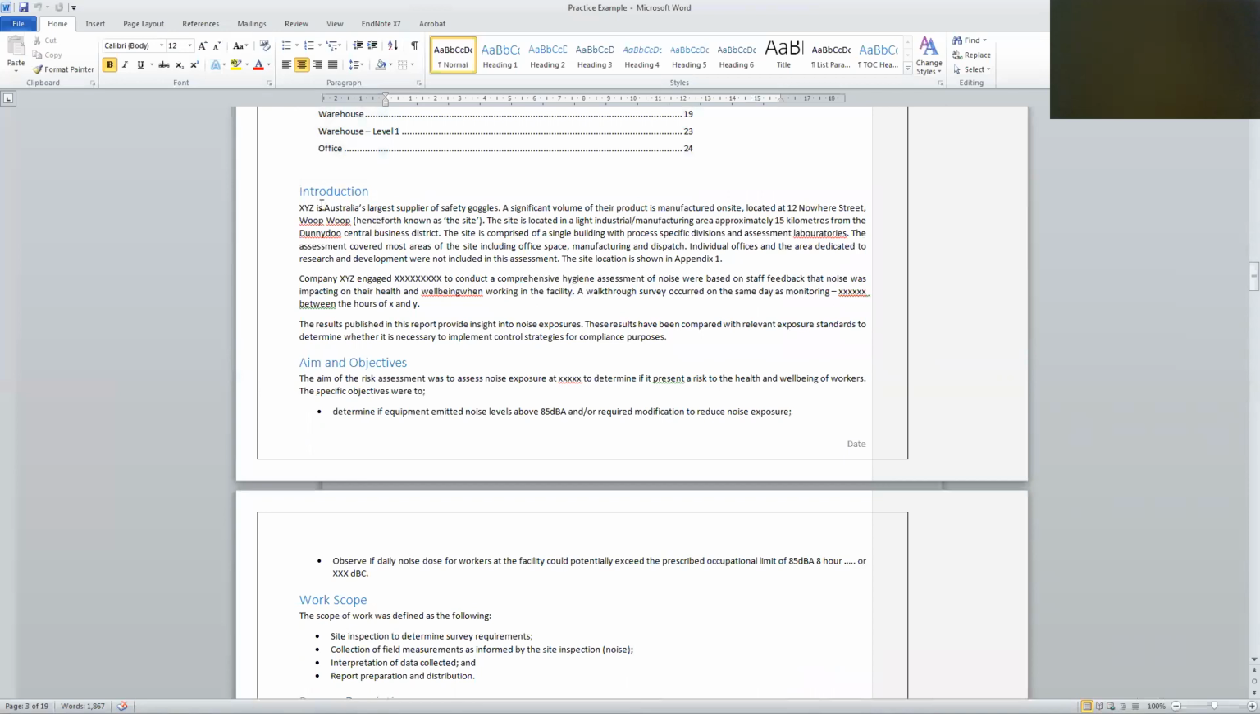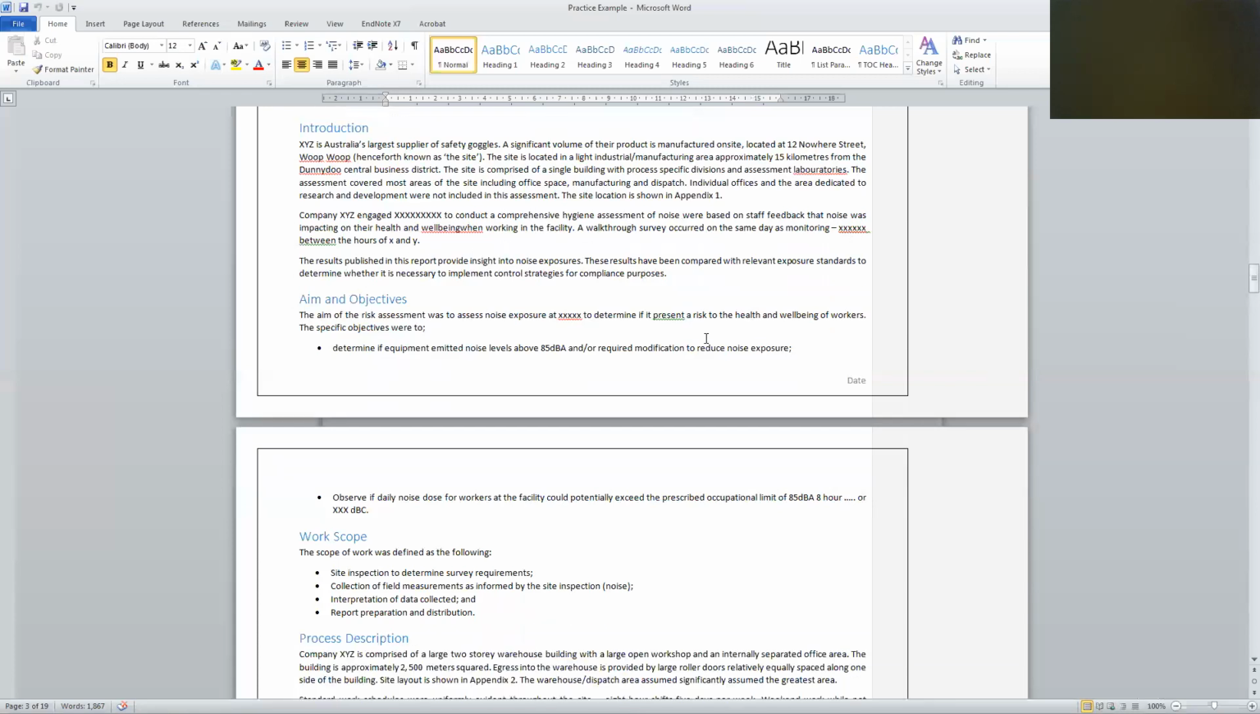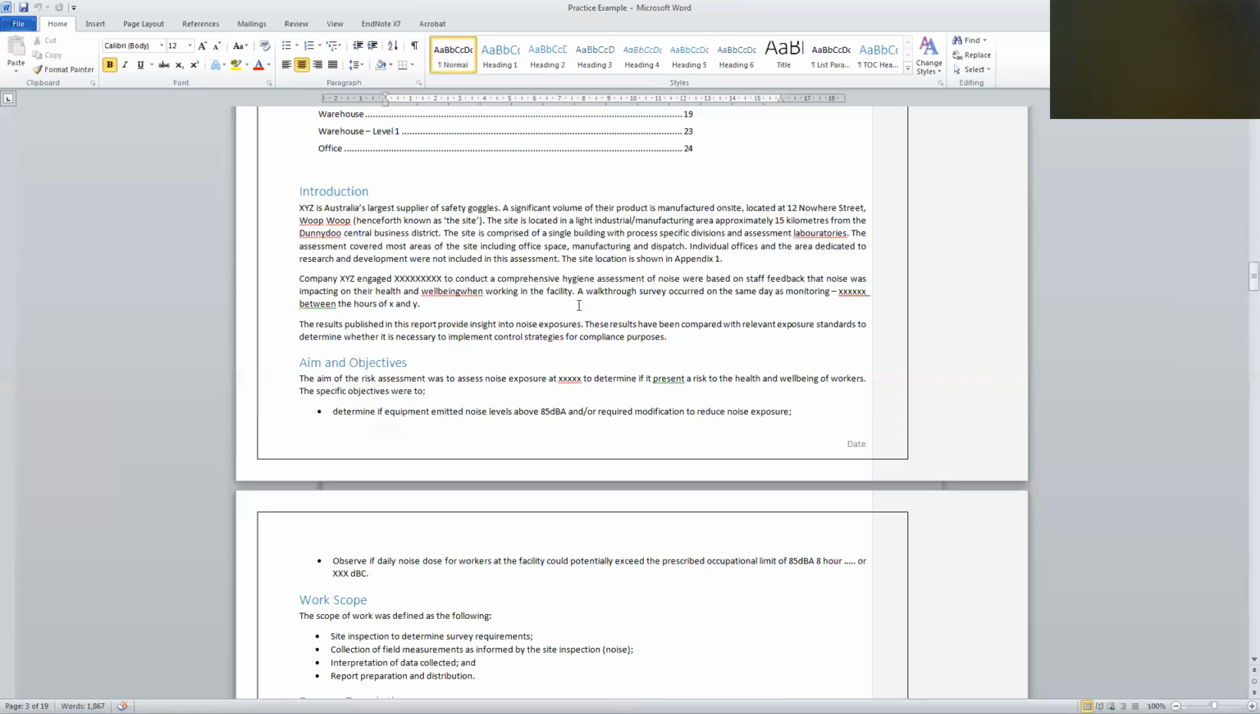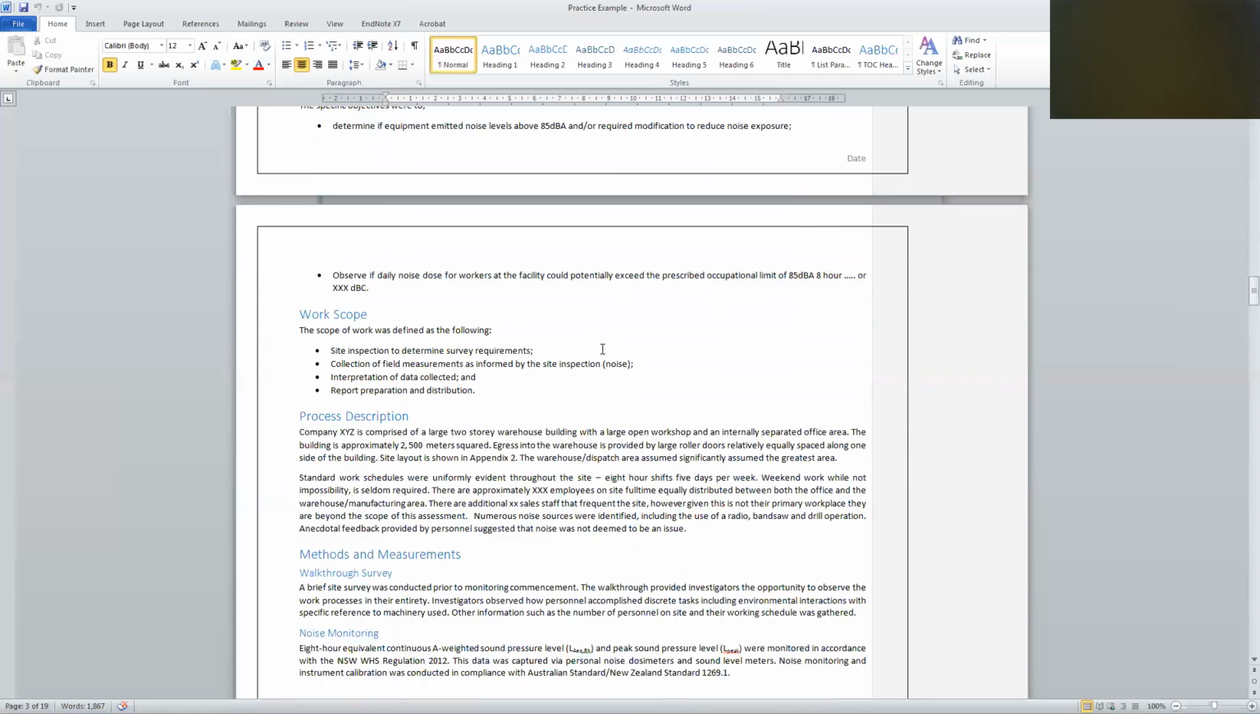Introduction, so here they've given you an intro to the facility, the location, who was engaged, so you guys were engaged to do it, so students in the class, work and wellbeing. You did the walkthrough survey, the same day's monitoring, so when we're doing the spot points, that's really a walkthrough survey. And then provide insight into noise exposure. They didn't actually mention the legislation, did they, or didn't they?